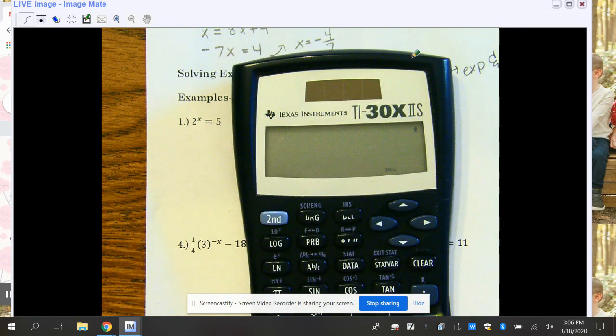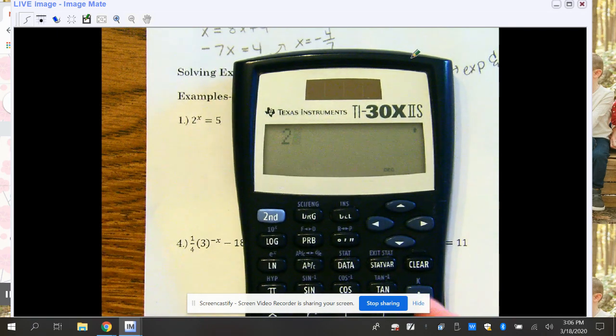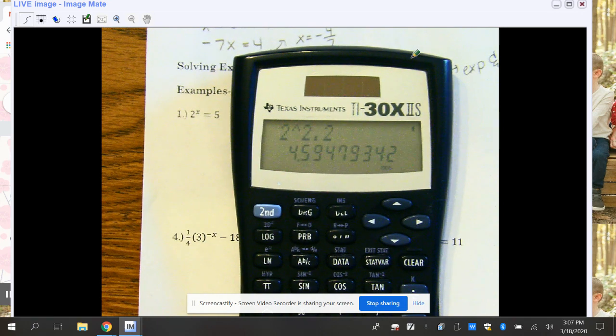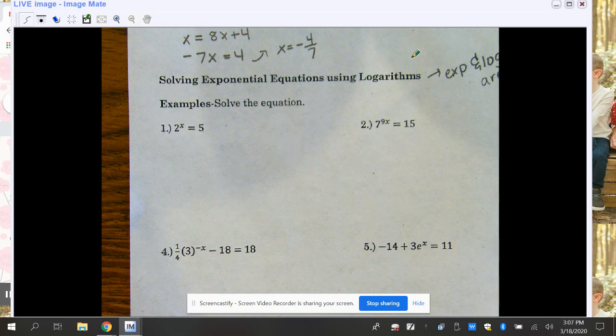Now I could sit here and guess and check forever. Well, I know 2 squared is 4, so maybe this is like 2 to the 2.2-ish. That's pretty close. And then I could keep guessing and checking, but that is really going to be inefficient and time consuming. And so we started talking about how logs and exponents undo each other.